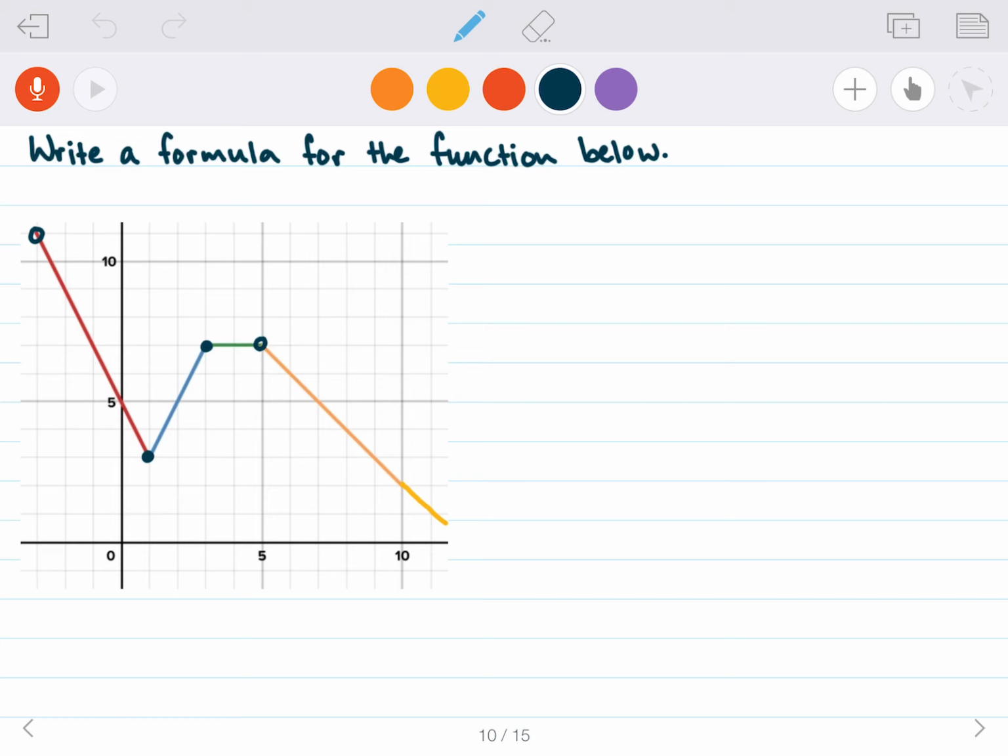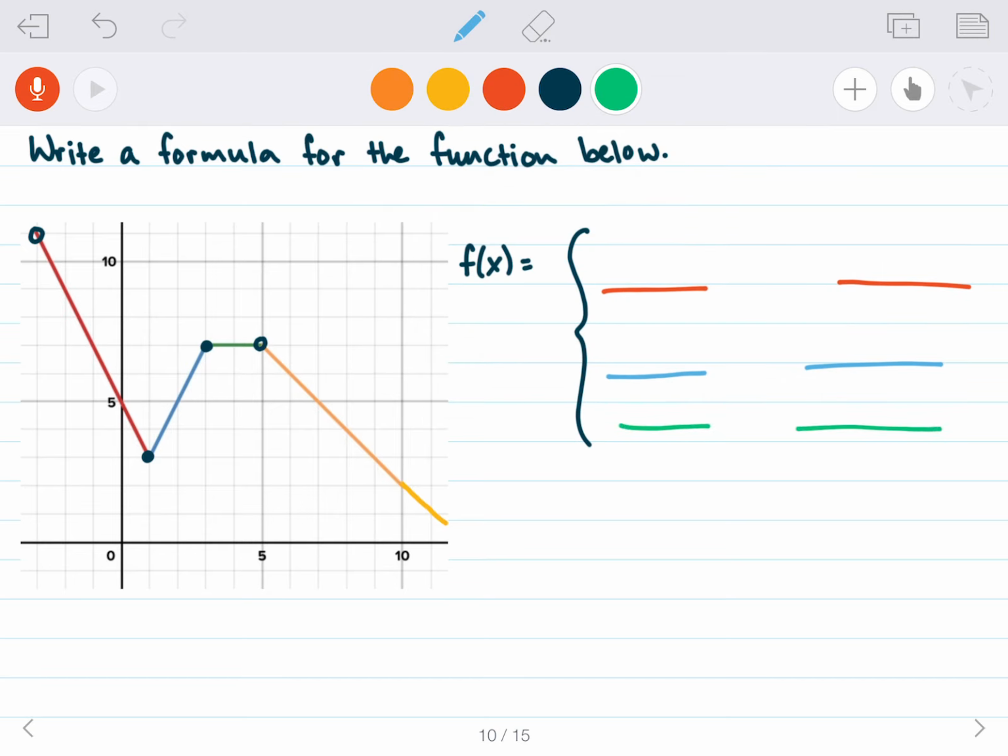So let's look at this one. All right, so we have 1, 2, 3, 4 pieces: a red piece, blue piece, green piece, and yellow piece. I'm gonna have 4 pieces in my piecewise function. Piece 1 with domain 1. Piece 2 with domain 2. Piece 3 with domain 3. And finally, last but not least, piece 4 with domain 4. So I like to get the domains out the way.